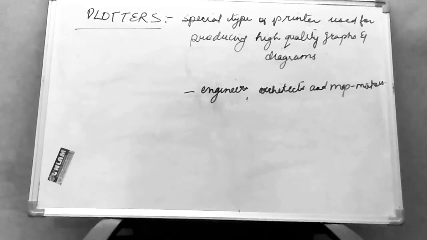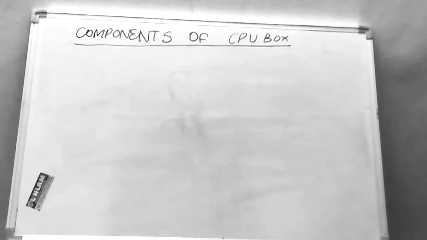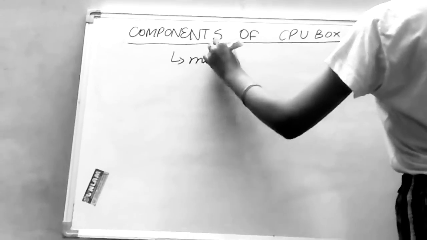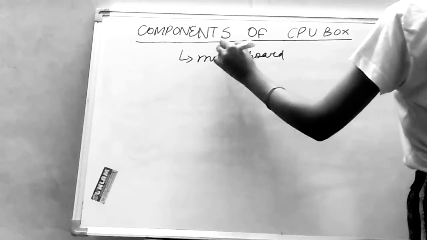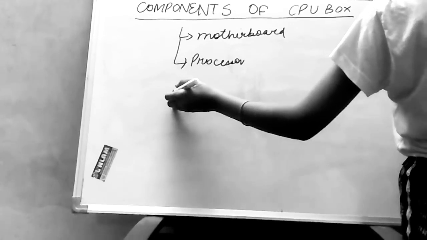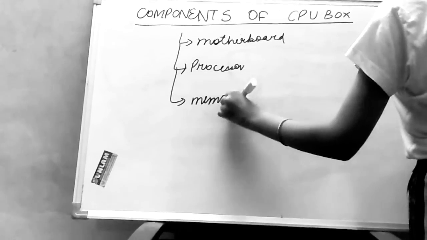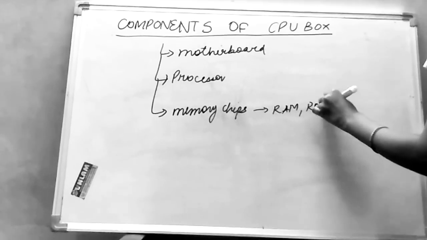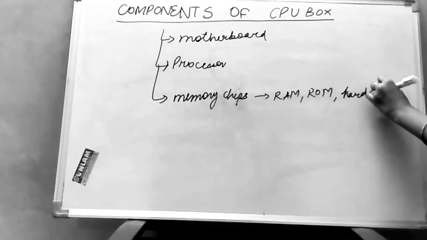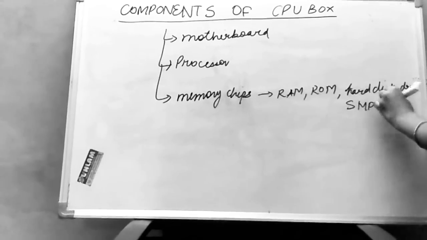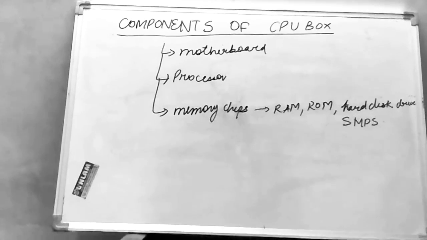Now our next topic is the components inside the CPU box. We have various hardware components, such as the motherboard, the processor or CPU, and memory chips. What are these memory chips? These are RAM, ROM, and the hard disk drive. Then we have the SMPS. These are the components present in the CPU box.